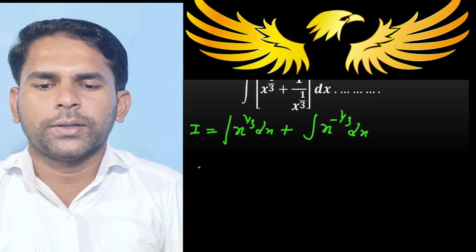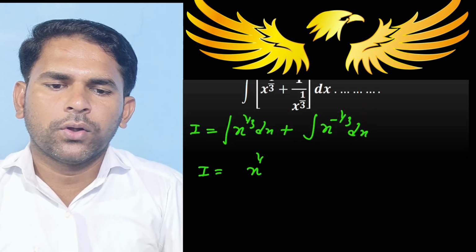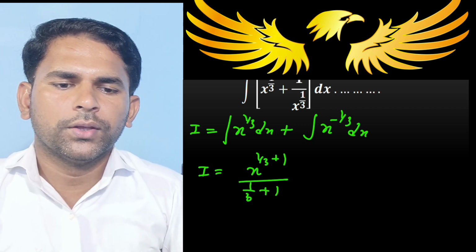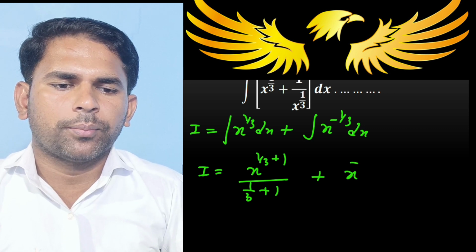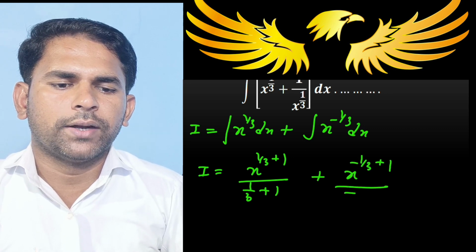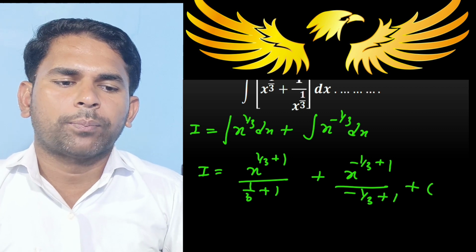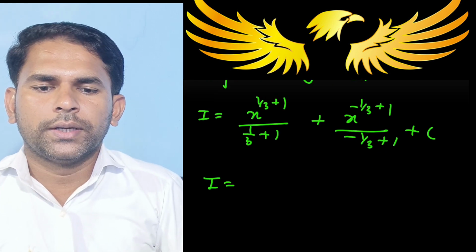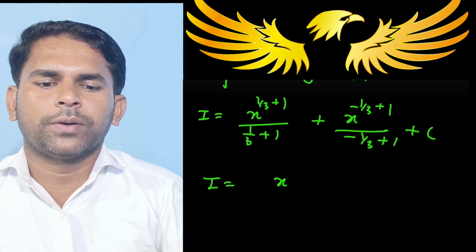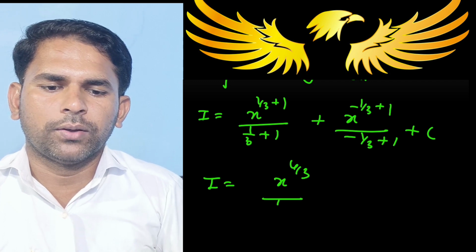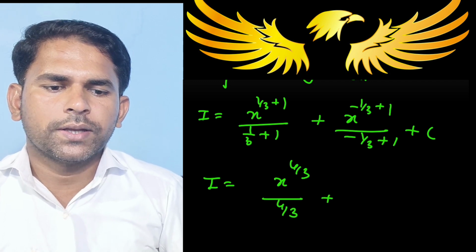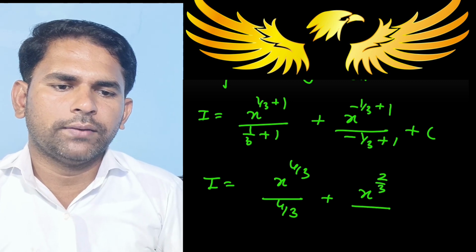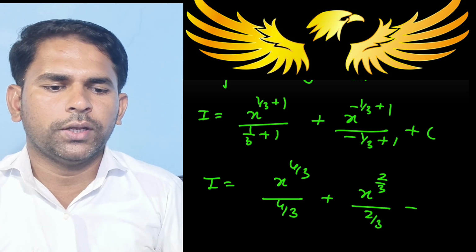Now we can integrate. So we can write here x power 1 upon 3 plus 1 divided by 1 upon 3 plus 1, because of the formula. Now here also we can write x power minus 1 upon 3 plus 1 divided by minus 1 upon 3 plus 1, and plus c constant because of indefinite integration. Now we can write like this: x power, 1 by 3 plus 1 is 4 upon 3, divided by also 4 upon 3, very good, plus x power, 1 by 3 and minus 1, so we can write here 2 upon 3 divided by 2 upon 3, plus c.